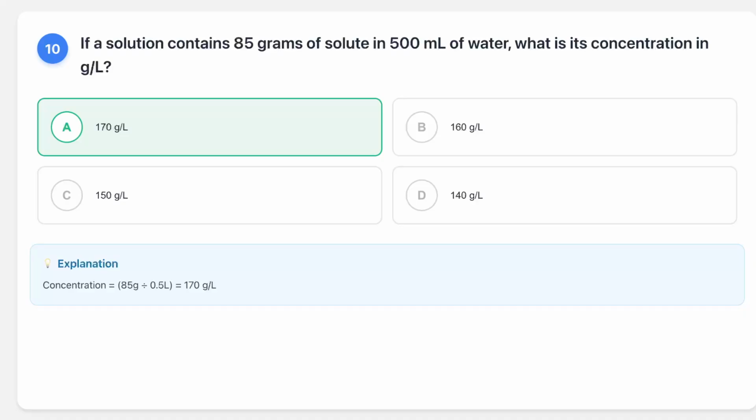Explanation. Concentration equals 85 g divided by 0.5 L equals 170 g/L.